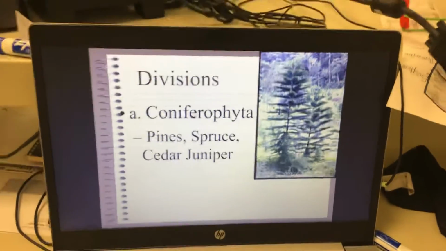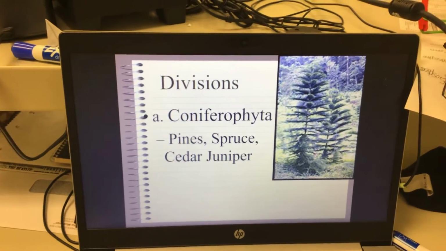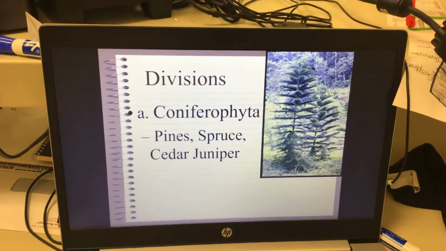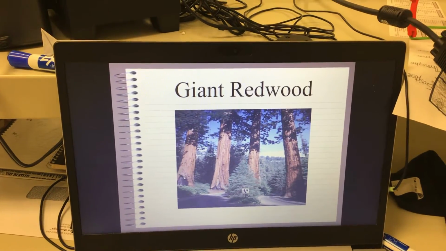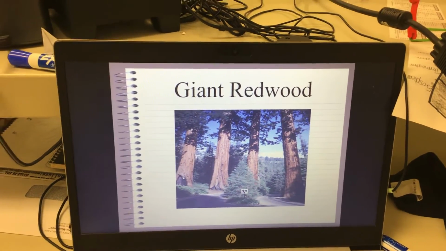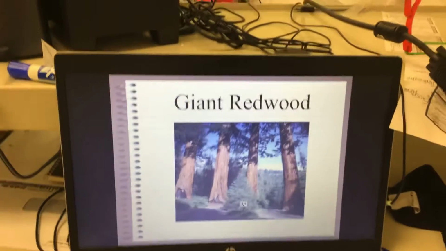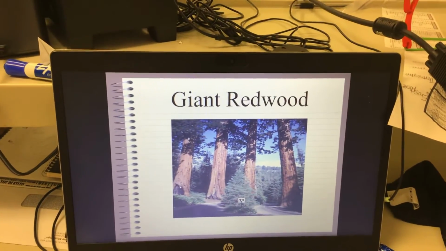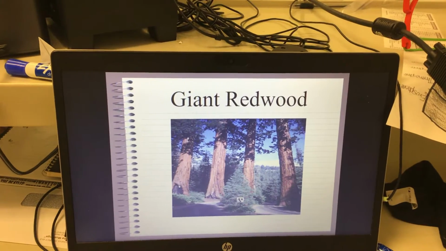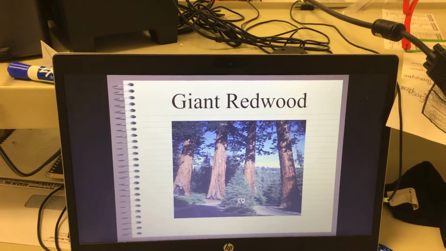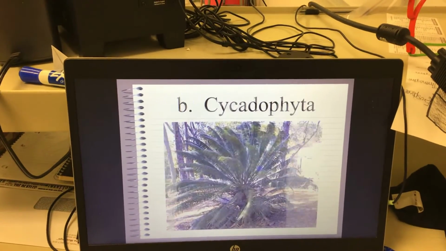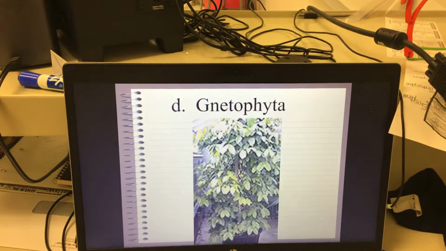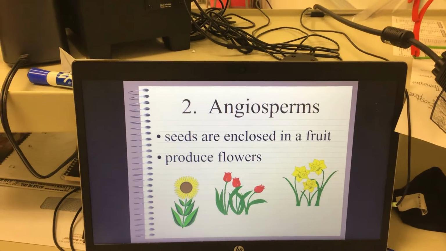You don't need to write anything, but there are different divisions: Conifera, pines, spruce, cedar, juniper. Redwoods, maybe you're familiar with these, like the California redwoods. Crazy tall, wide. I've seen pictures where people hollow them out and you can drive a car through the base of it. Just some other examples here. Those are gymnosperms.